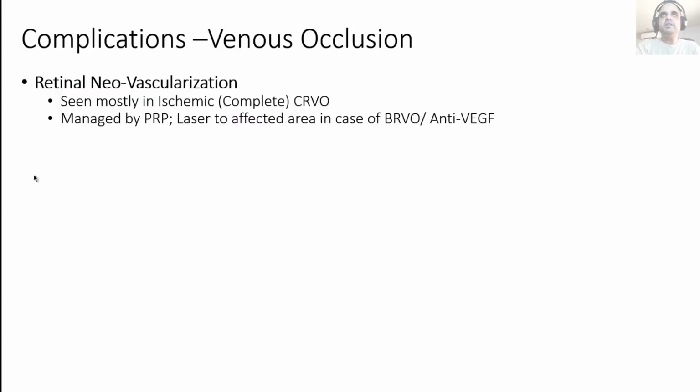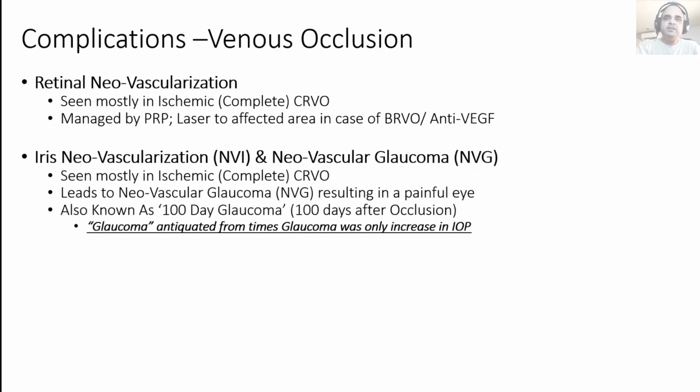The complications seen in venous occlusion include retinal neovascularization, which is most commonly seen in the ischemic or the complete type of CRVO, and it's managed by PRP, or laser to the affected area if it is BRVO causing retinal neovascularization, or anti-VEGF injections. Iris neovascularization and subsequently neovascular glaucoma are also seen, and again most commonly seen in the ischemic or the complete type of CRVO. And we have discussed this used to be called 100-day glaucoma because nobody was sure why it was happening, and it happened 100 days after the symptoms of the occlusion started.